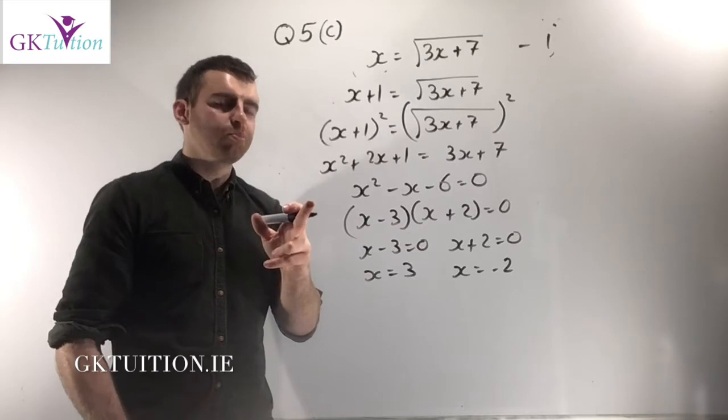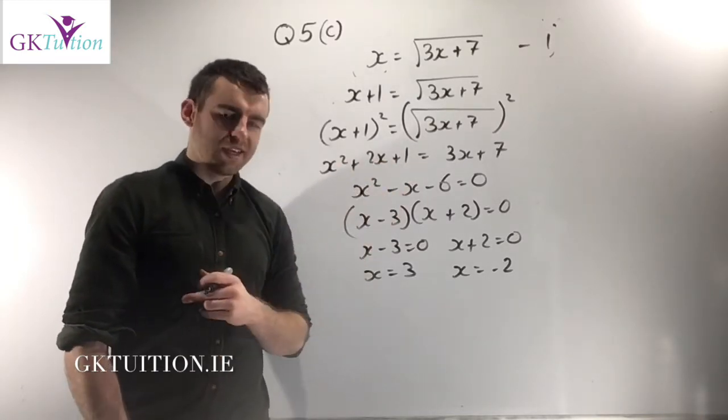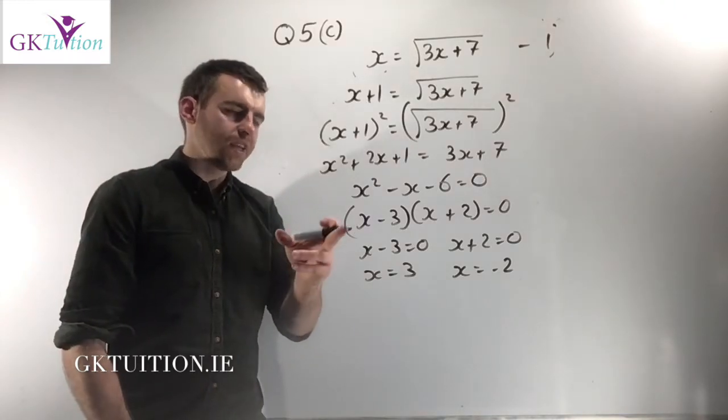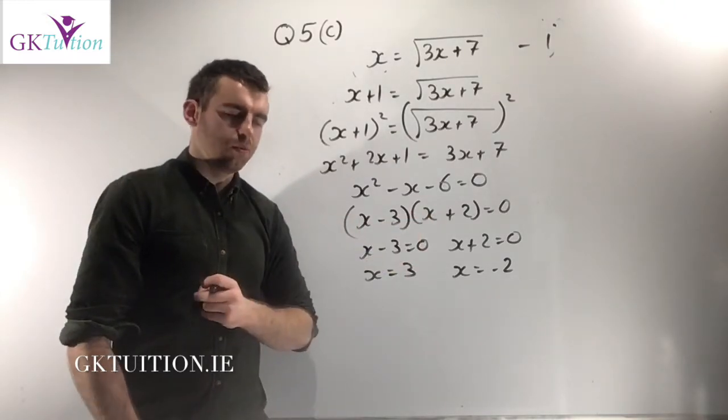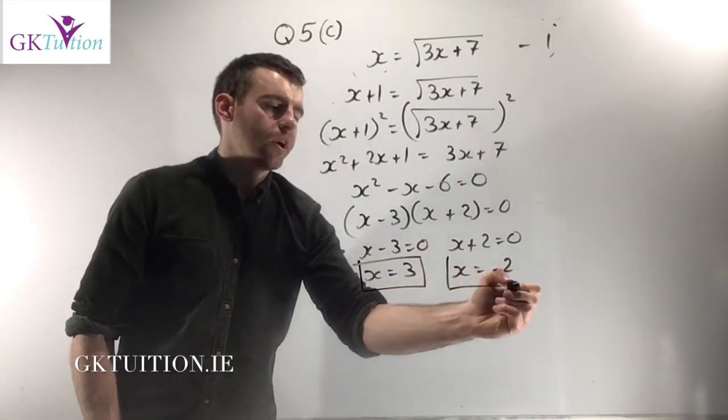What you should do next is bring all your terms to the left-hand side, and you end up with x squared minus x minus 6. If you factorize that quadratic, you get x minus 3 times x plus 2. And when you solve this, your answers are x equals 3 and x equals minus 2.